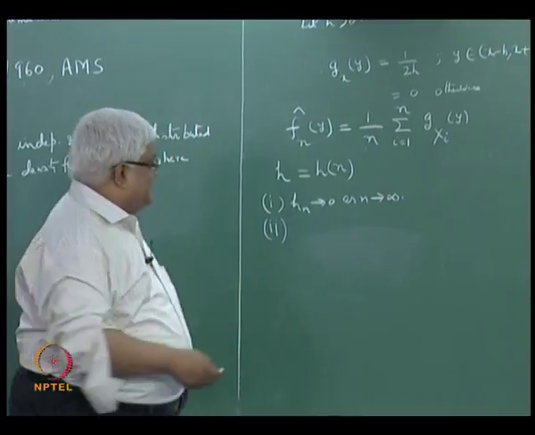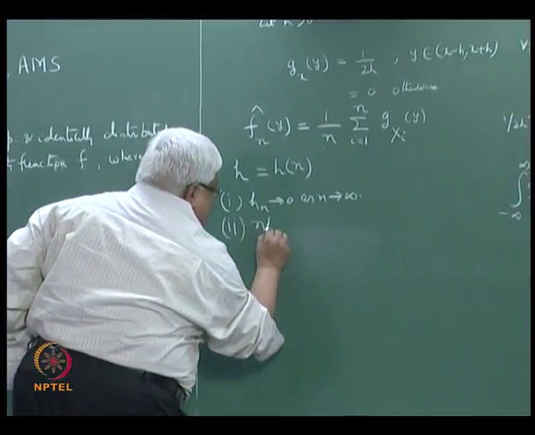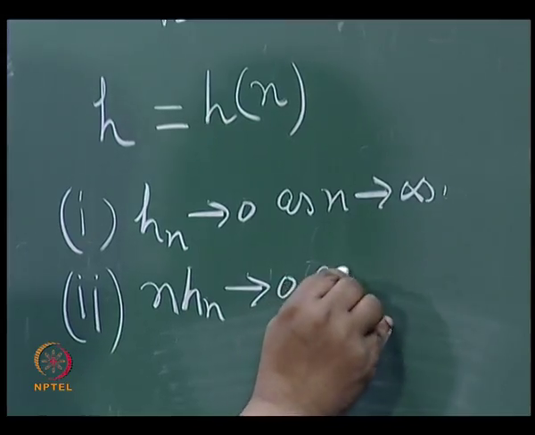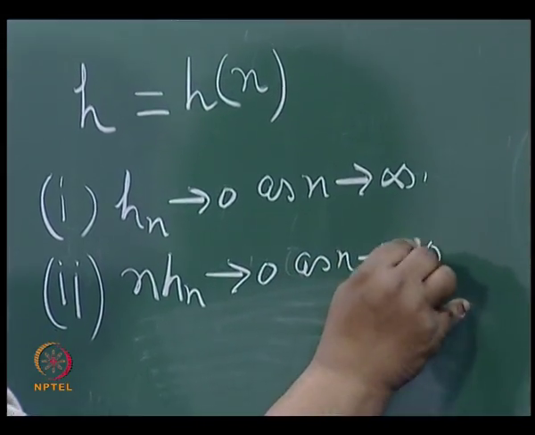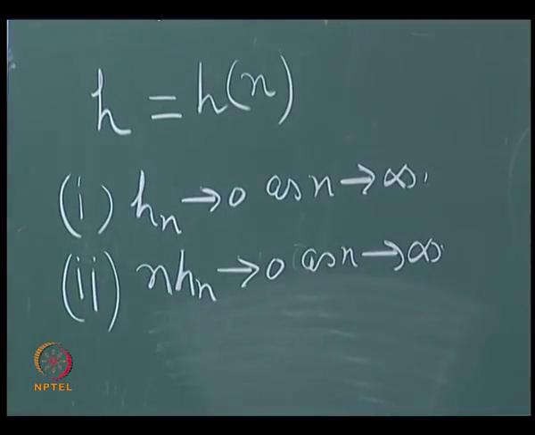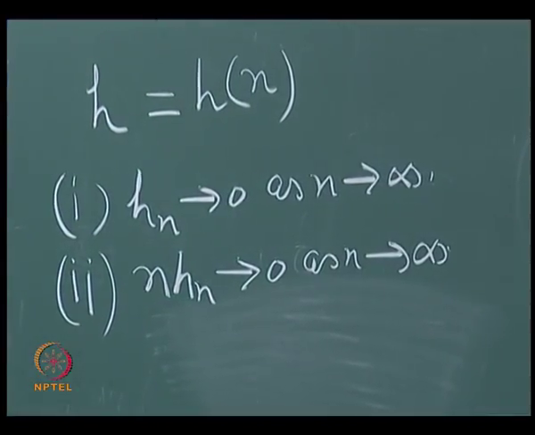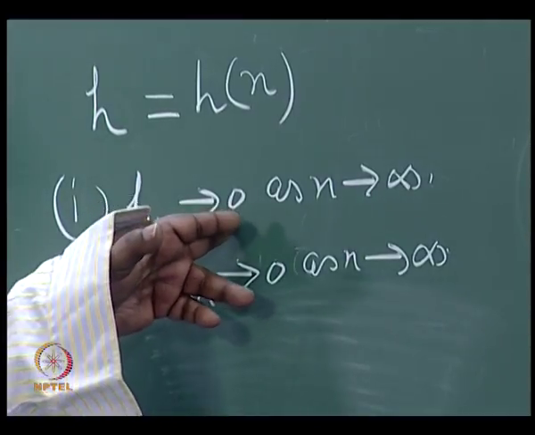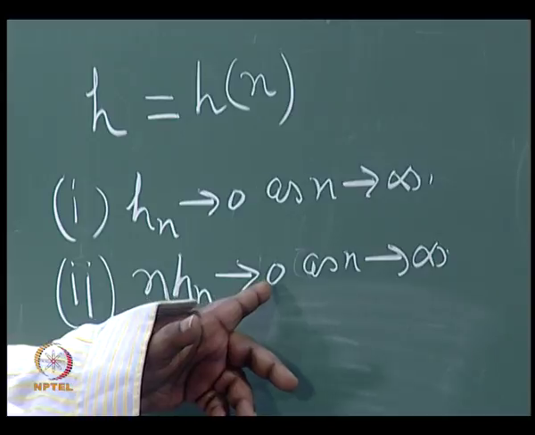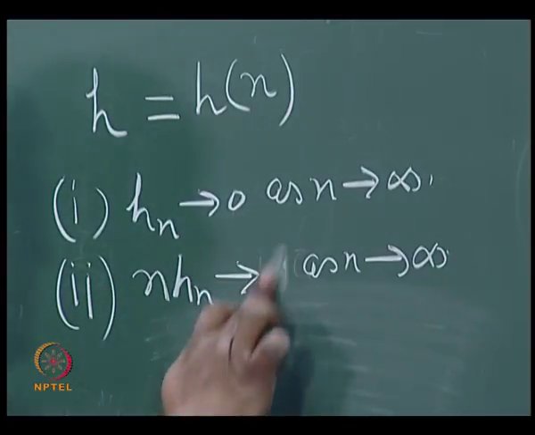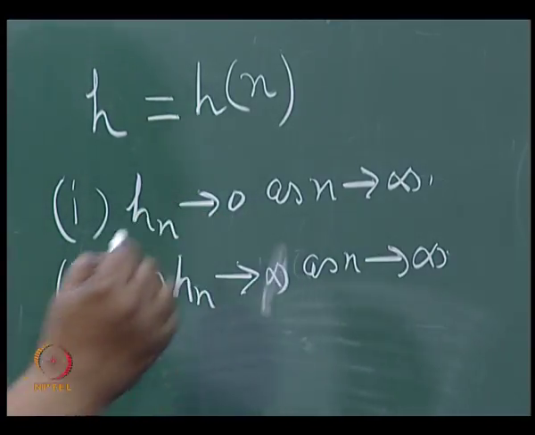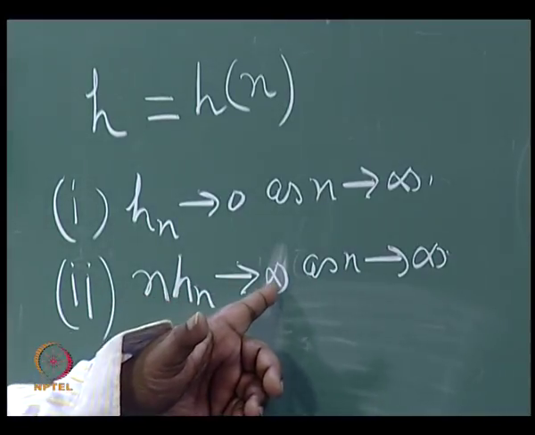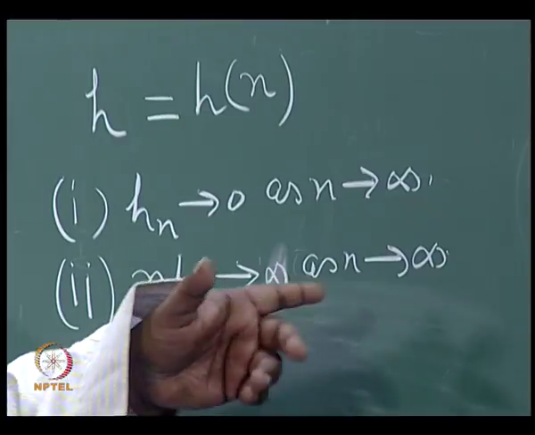So, the second condition is that it should go to 0, but slowly, that is, n times h n goes to infinity as n goes to infinity.